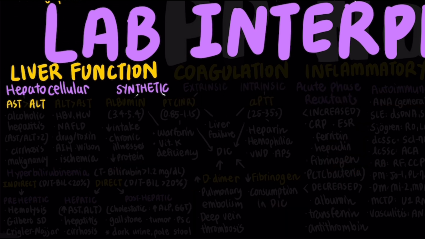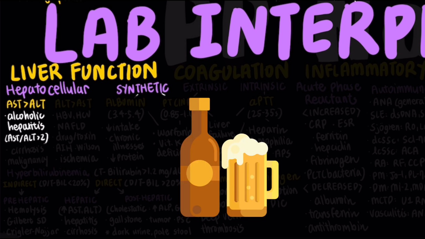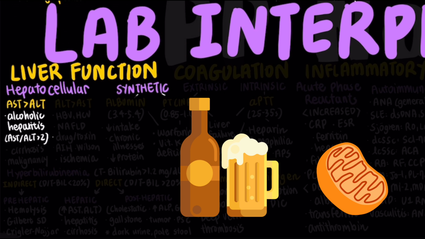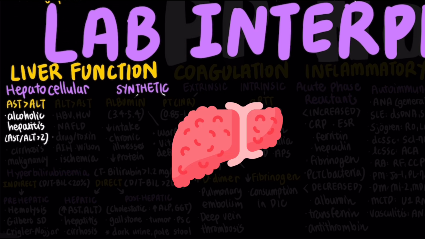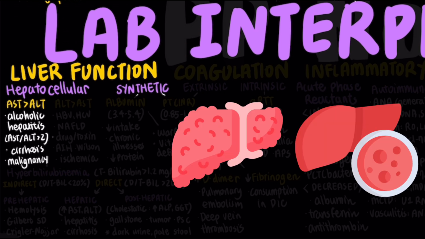When AST is greater than ALT, especially with a ratio over 2:1, it strongly suggests alcoholic liver disease. This is because alcohol damages mitochondria, where AST is more concentrated. Other conditions that may show AST greater than ALT include advanced cirrhosis and liver malignancies, where hepatocyte function is severely reduced.